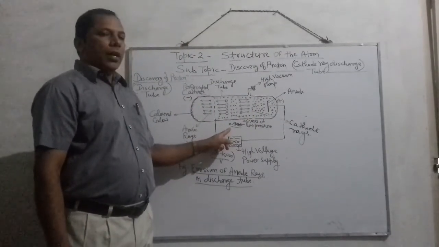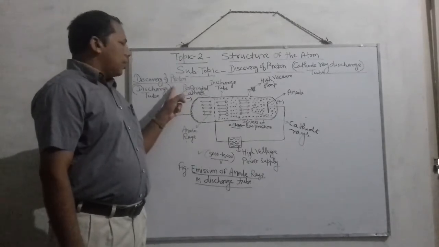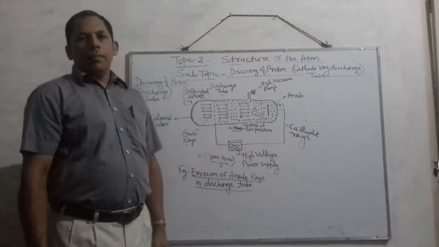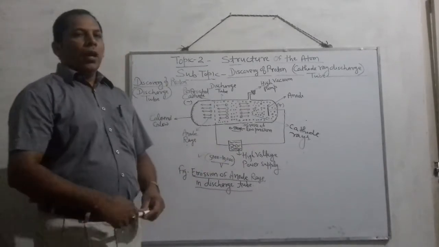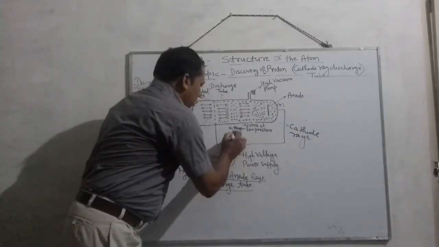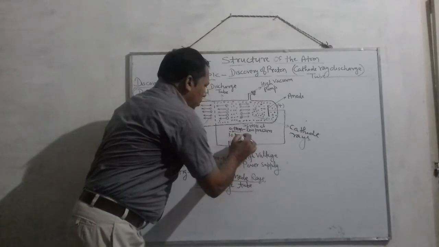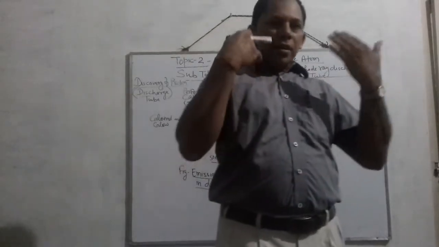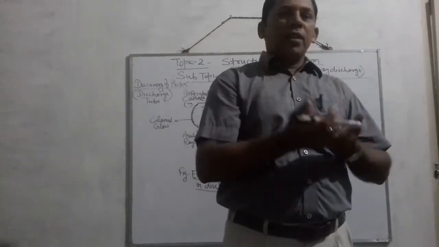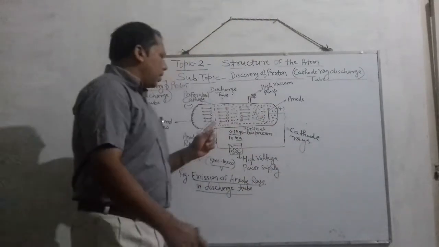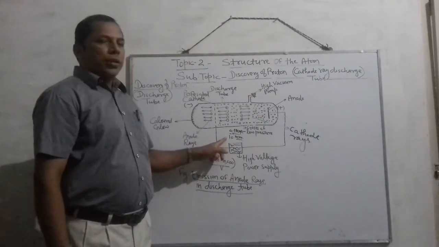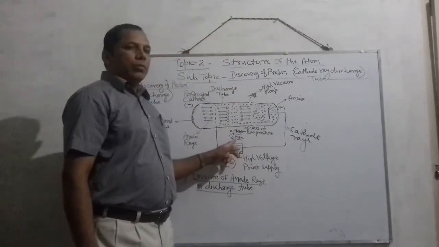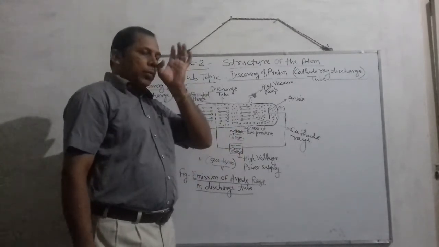The pressure of the gas in this discovery of subatomic particle should be of the order 0.1 millimeter, or in the form of power you can write 10 to the power minus 1 millimeter, while in the case of electron it was of the order 10 to the power minus 2 to 10 to the power minus 3 millimeter. But here the pressure which we have to use is not too much less. That should be of the order 10 to the power minus 1 mm or 0.1 mm.